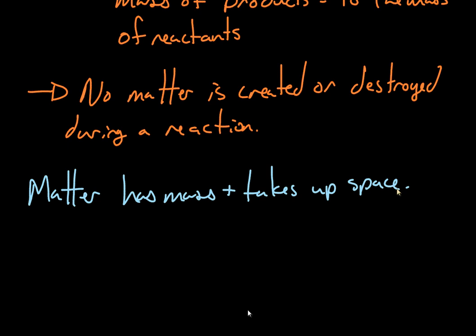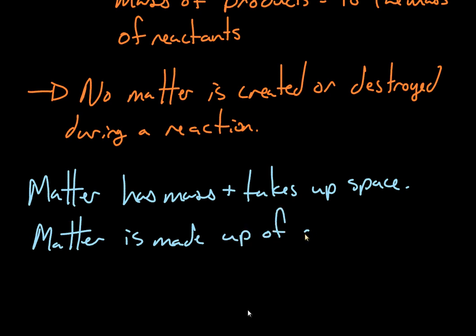So really, if you look around you, you're seeing matter everywhere you look. Even when you're seeing the gases in the air, you're seeing matter. Matter has mass and takes up space, and matter, at its very smallest bits, is made up of atoms. Now, atoms are made up of smaller things, but for all intents and purposes, we can say that matter is made up of atoms.